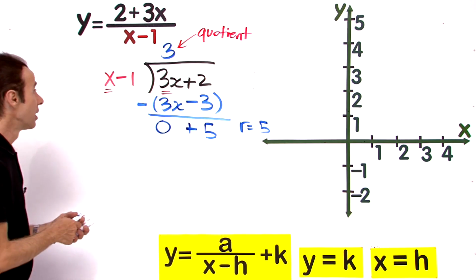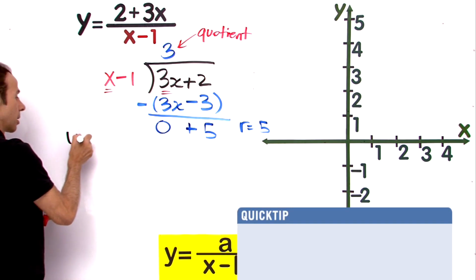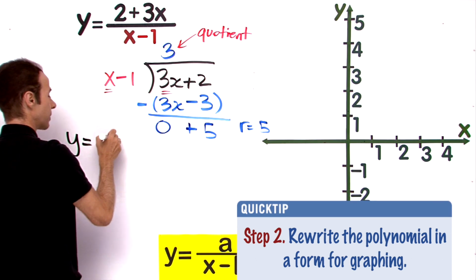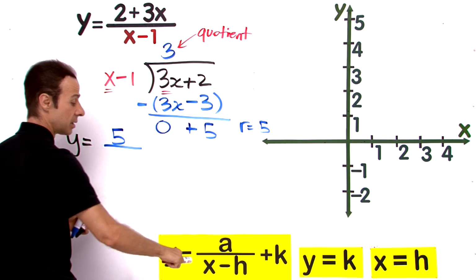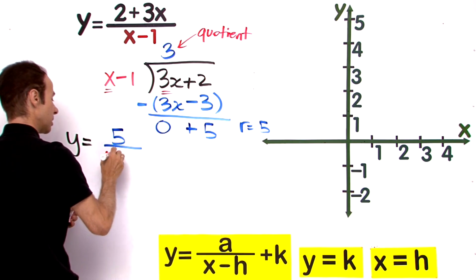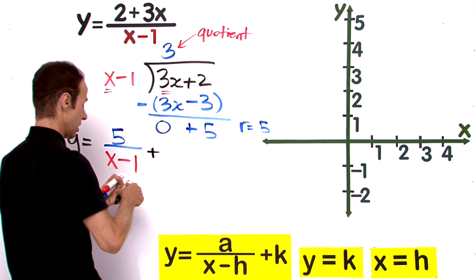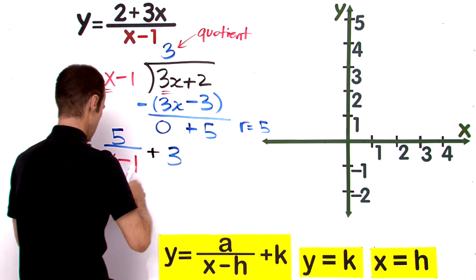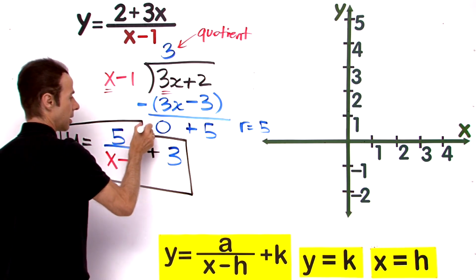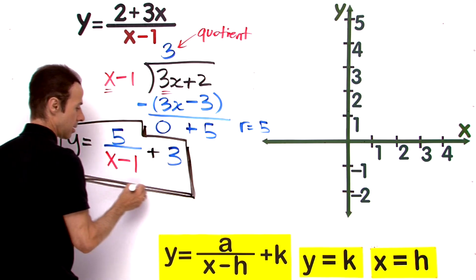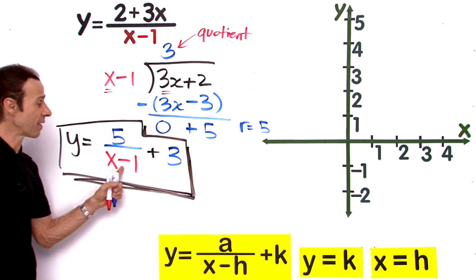So let's rewrite it now. It looks something like this. It's going to be y equals, on the top is the remainder. Now remainder is 5 all over our divisor. That's x minus 1 plus our quotient, which happens to be 3. Let's put the quotient there. Okay. There it is written for us. We have rewritten it in a friendly format for us to graph. Now that we have this, we can graph it up there.